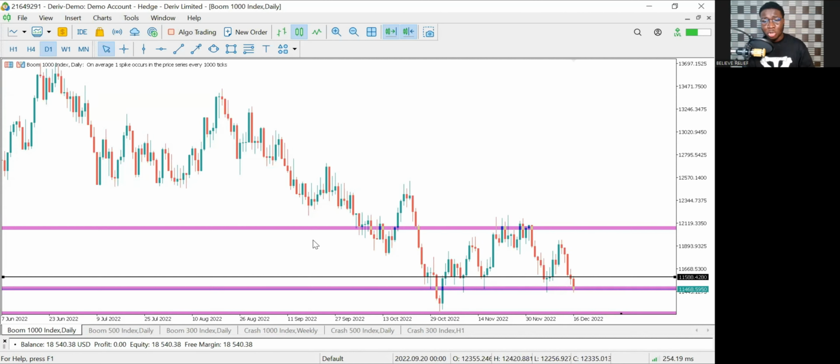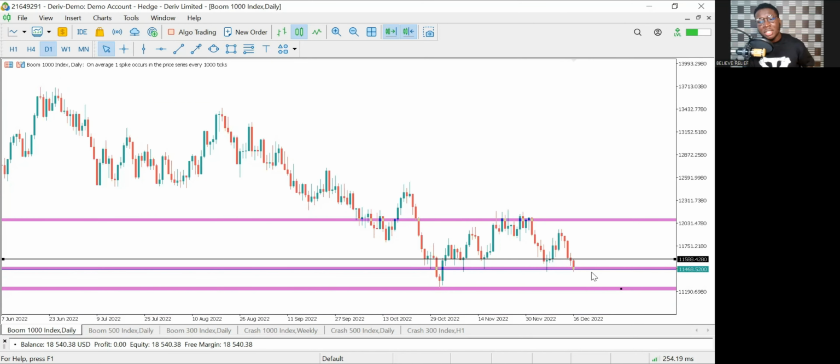So whatever you are doing this week, look for sell entries on Boom 1000. When it breaks here, it's going over to this other zone. So get your sell entry, get your profit.